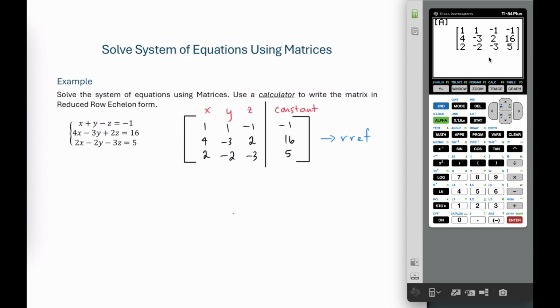Now we want to convert this matrix into reduced row echelon form, which means we want to operate on it.